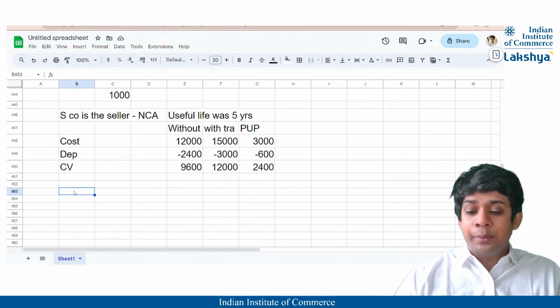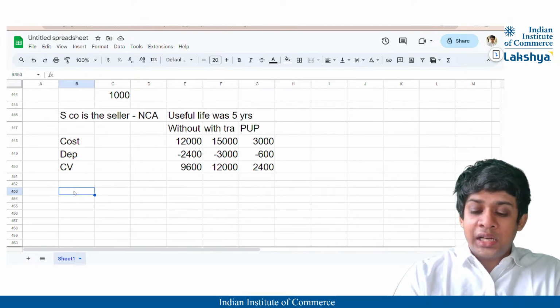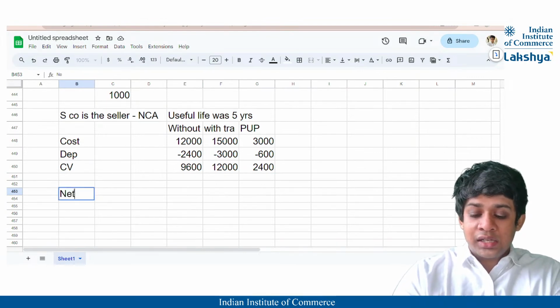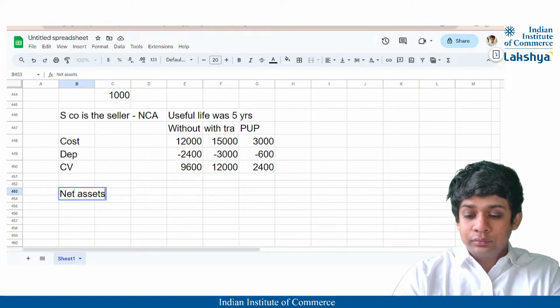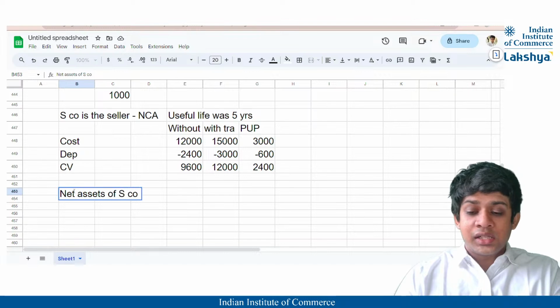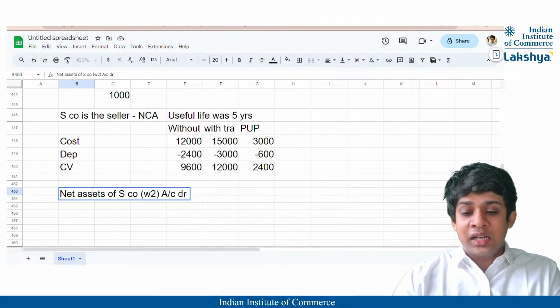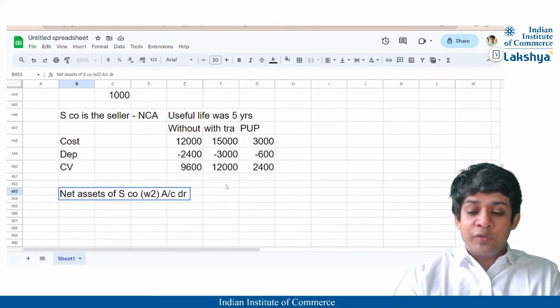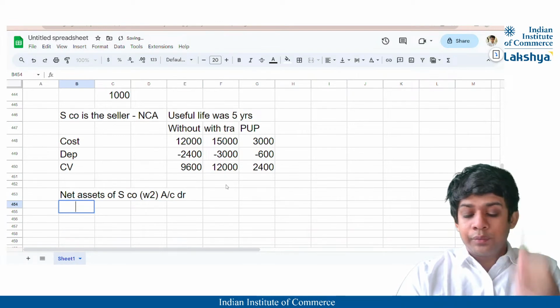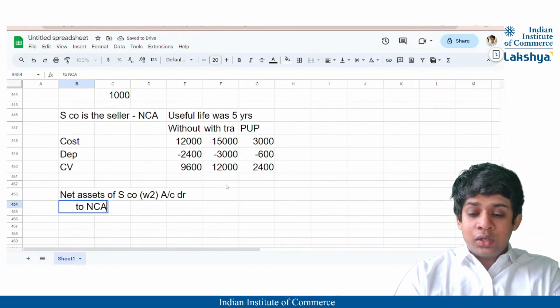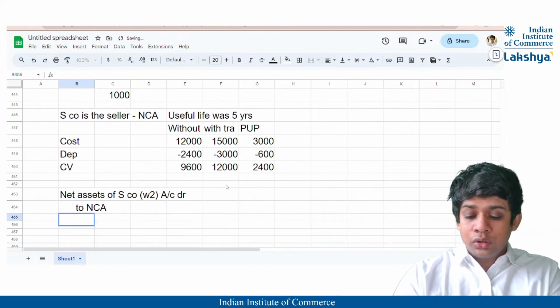Now here, the subsidiary company is the seller. So the journal entry that we are going to pass is nothing but net assets of subsidiary company, working note 2, will be adjusted. Account debit, right? This will be debited. That means I'm reducing the value from the net assets of subsidiary company. 2 will be the non-current asset, and also 2 will be group retained earnings.